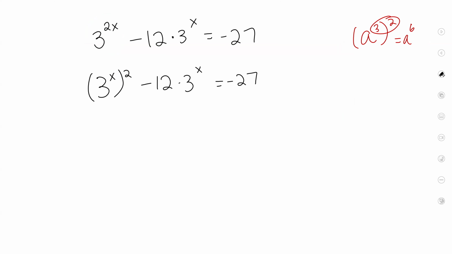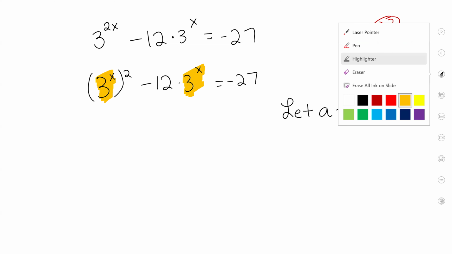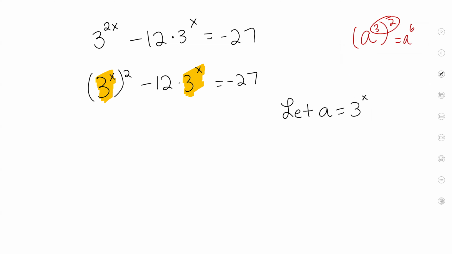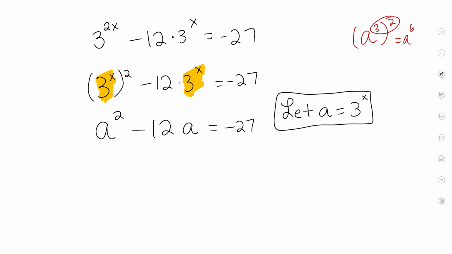Okay, now this is the part that's going to be new. I'm going to let a be 3 to the power of x. Write that down. I'm going to let a equal 3 to the power of x. That means for this 3 to the power of x and this 3 to the power of x, I'm going to replace it with the letter a, the variable a. So this will become a squared minus 12a equals negative 27, because I'm letting a represent 3 to the power of x.